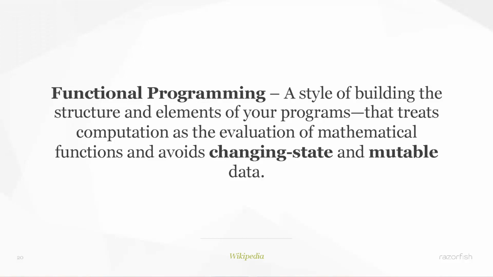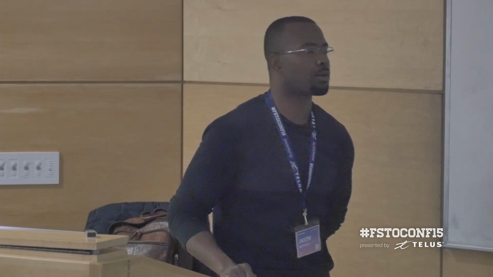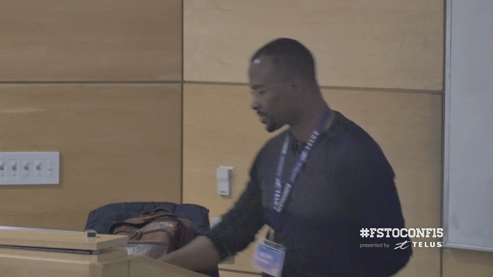And this is how you can define it. Functional programming is a style of building the structure of elements of your program. This is all taken from Wikipedia. That treats computation as evaluation of mathematical functions and avoids changing state and mutating data. You find in functional programming, and this is one of the things that I found, is they have a lot of big words for saying simple things. Like mutable just means that you can change the data.